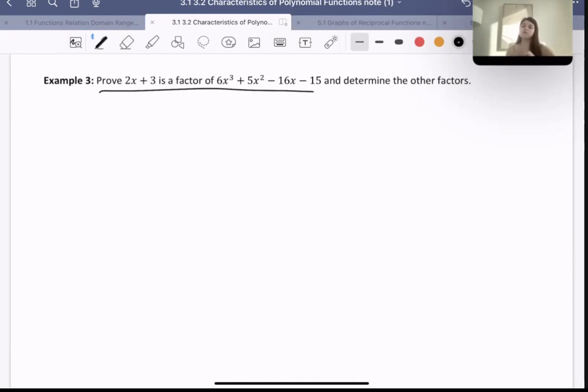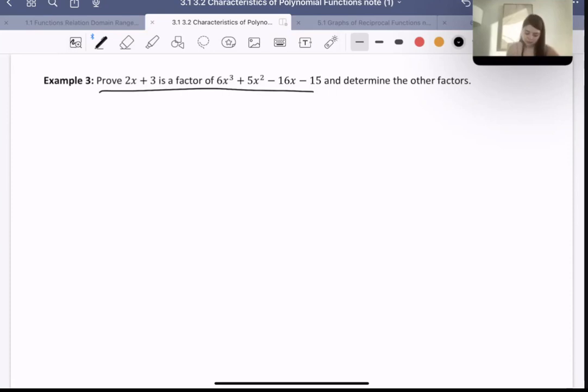Now, in order to prove that 2x plus 3 is indeed a factor, well, what even is a factor of anything? A factor is something that when we divide, we get no remainder. We get remainder 0. So as soon as we can show that when we divide this, we get remainder 0, we have proven that there is no remainder, and therefore that it is a factor. And then to determine the other factors, we just factor our answer even further.